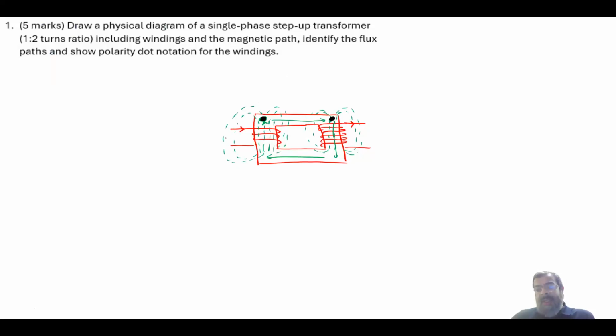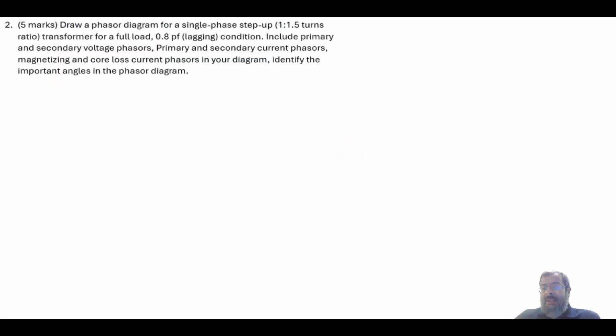And this is always the direction of the current in the transformer. In the primary, the current enters because it's coming from the source. Here is your source. And from the secondary, it will basically be going to the load. So this is always the case, the dot notation of the transformer. Let's go for the second question.